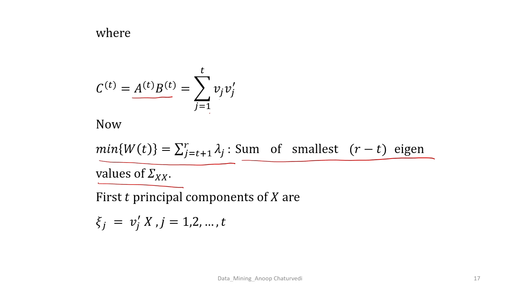So, when you approximate x and use rank t approximation, then the loss of information is this much: the sum of smallest r minus t eigenvalues of sigma x x. And these are the first t principal components of x.